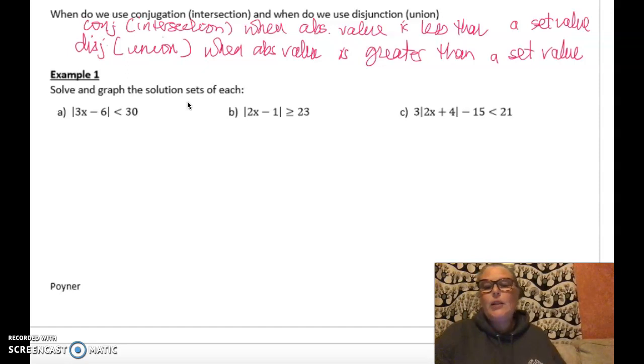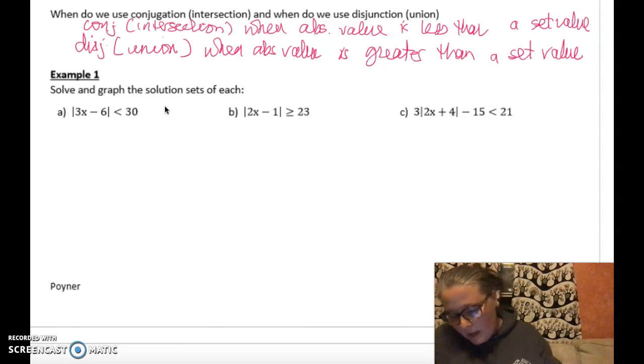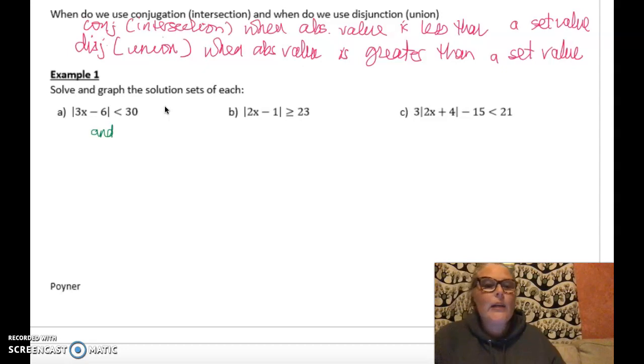If I'm going to do it algebraically, you first have to determine whether it's an and or an or statement, a disjunction or a conjunction, or if you want to say intersection or a union. In this case, the absolute value is less than 30. If the absolute value is less than some set value, I know that this is going to be an intersection, or an and. So if I'm going to do it algebraically, let's pick a color, maybe green, it's going to be technically the word and in between. And we're going to have the positive version and the negative version.